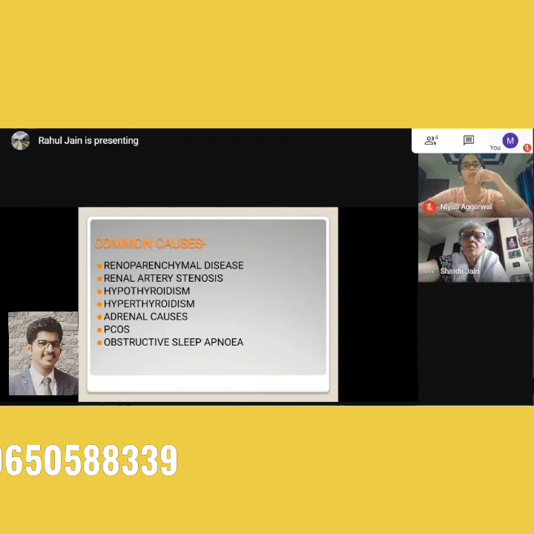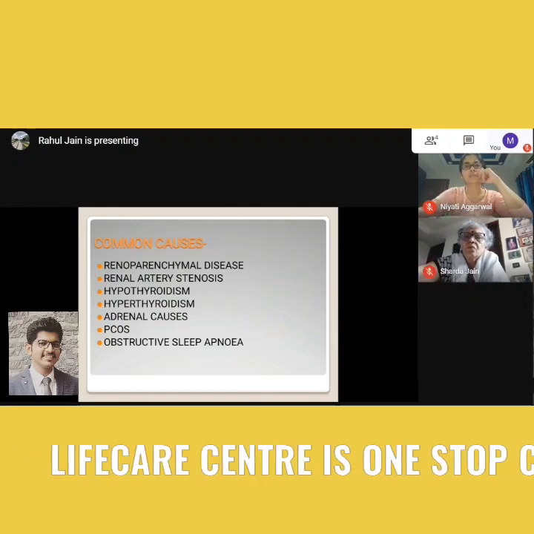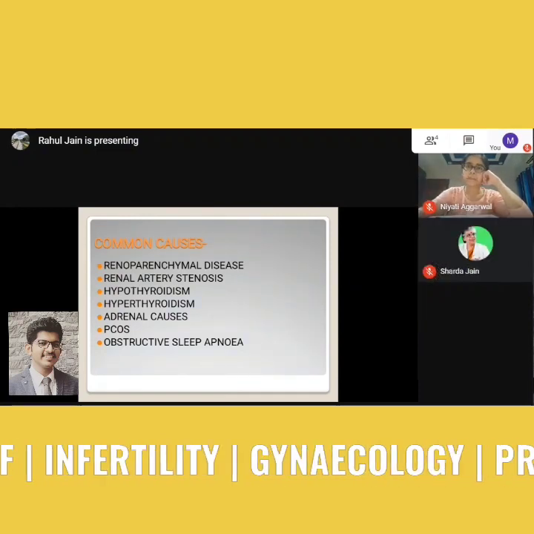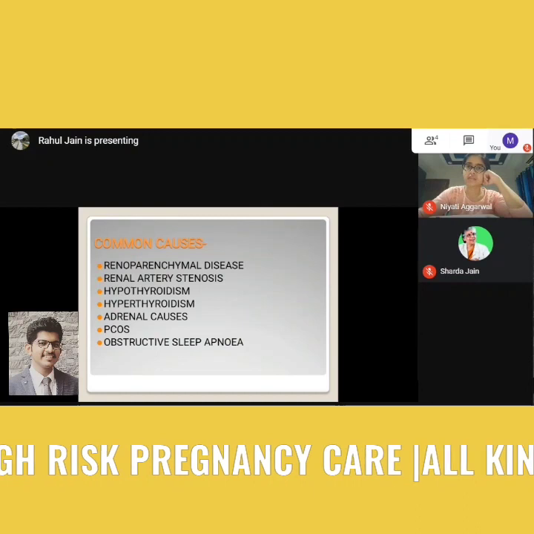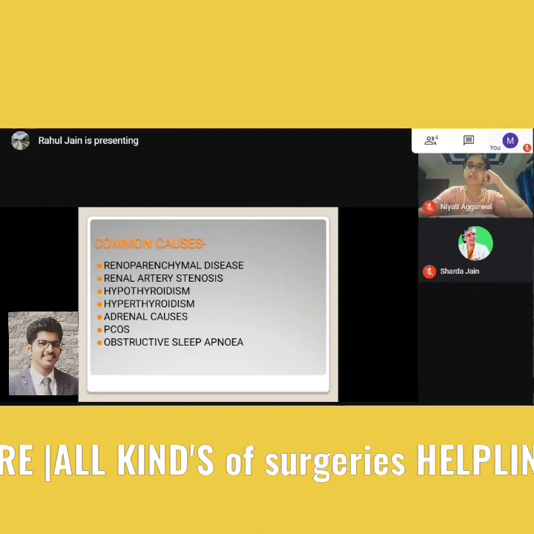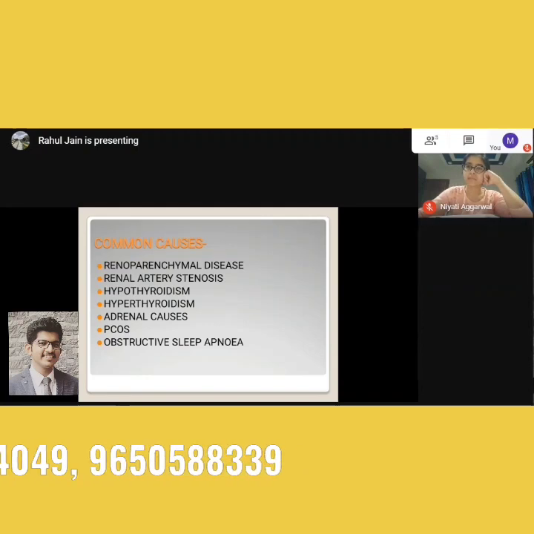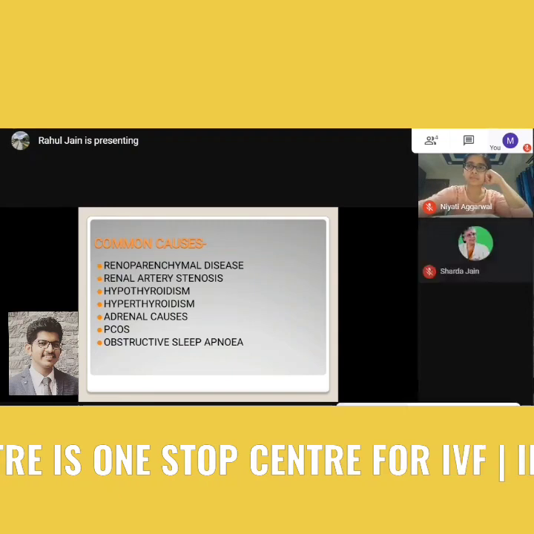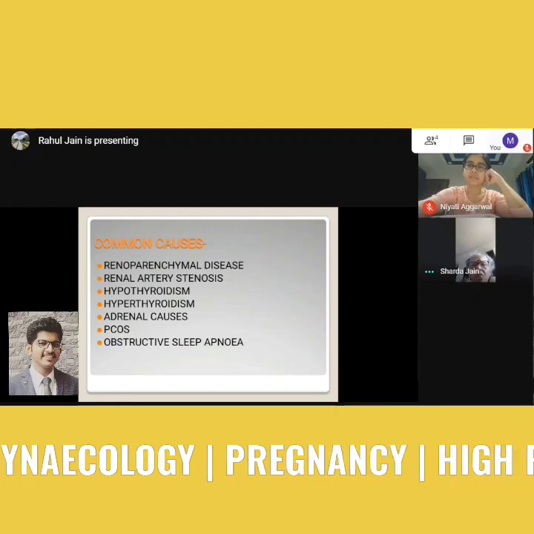Followed by it, hypothyroidism and hyperthyroidism, either increased or decreased thyroid activity. The incidence of hypothyroidism is very high in the population, but hypothyroidism causing secondary hypertension is rare. It is the second most common cause after renal diseases, followed by adrenal causes and even PCOS, a very important and increasing problem in young females, where the cause of secondary hypertension is insulin resistance. And then there is obstructive sleep apnea, so a history of snoring is very relevant here.